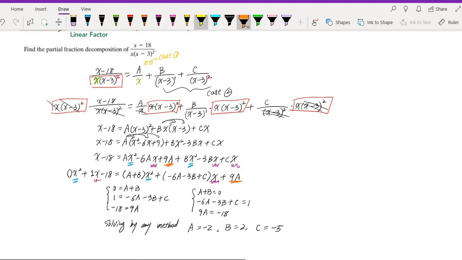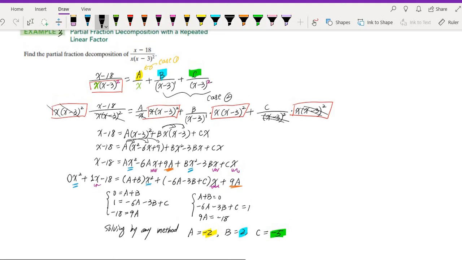Let me go ahead and highlight this. And then I can write my final solution, which I'm just going to write on the top right here. x minus 18 over x times x minus 3 to the second power equal to our a is negative 2 over x. Okay? And then we have b is 2 over x minus 3 to the first power, which we don't have to write this first power. And then we can plus c, which is negative 5 over x minus 3 to the second power. That is our final answer right there.